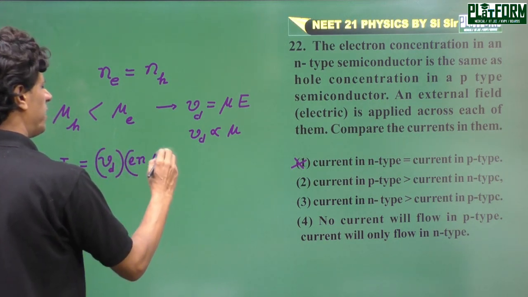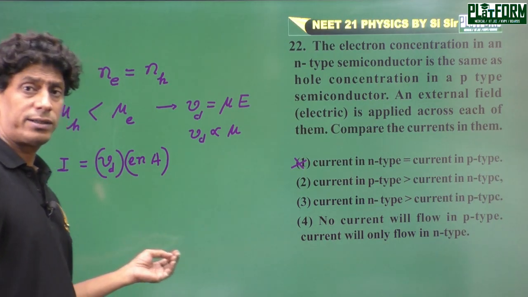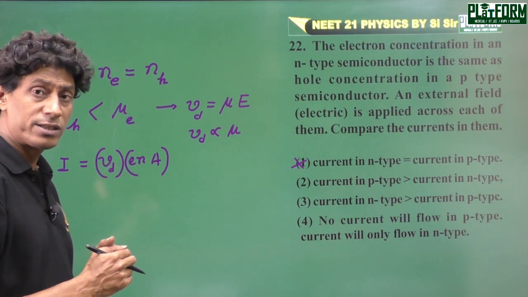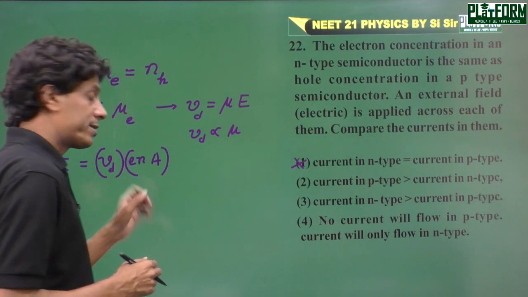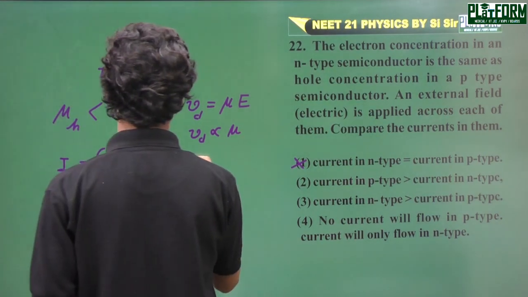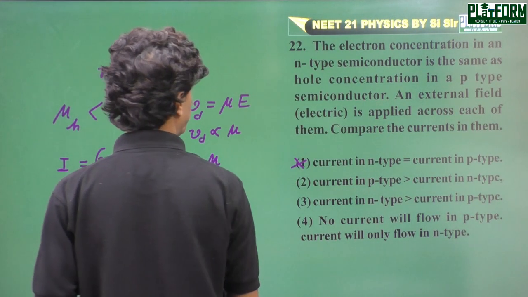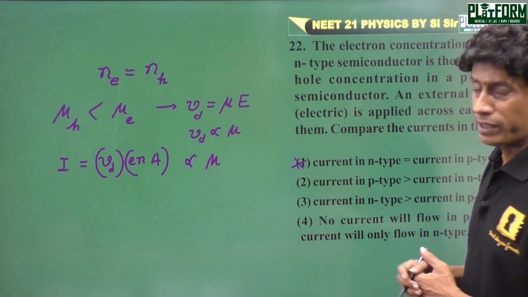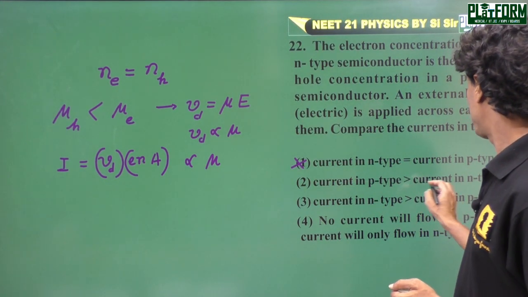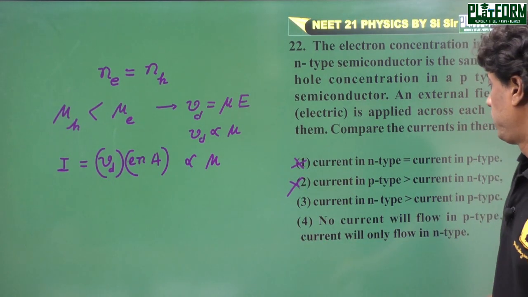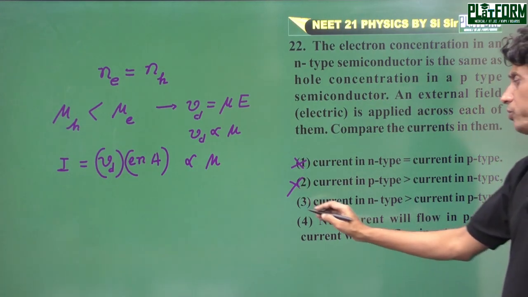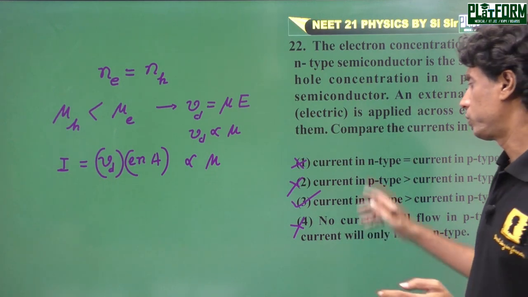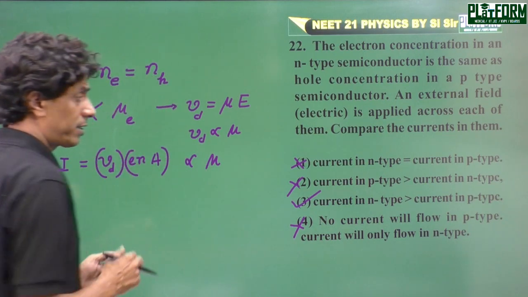The electric current through the conductor is I equal to Vd n A e, where e is the charge of the electron, n is the number density, that is the number of free electrons, and A is the cross-sectional area. So electric current is proportional to mu. Since the mobility of a hole is less than the mobility of an electron, the current in n-type and p-type are not equal, okay? Current in p-type is greater than current in n-type, it is not true. Current in n-type is greater than current in p-type, 3 is the right option here. And no current will flow in p-type, current will only flow in n-type, it is also not true. So 1, 2, 4 are incorrect answers, and 3 is the right option here.